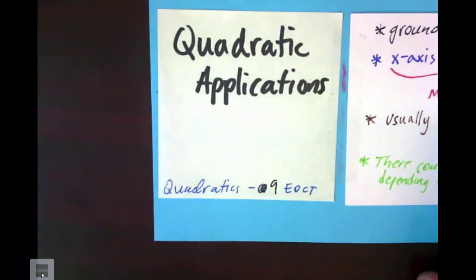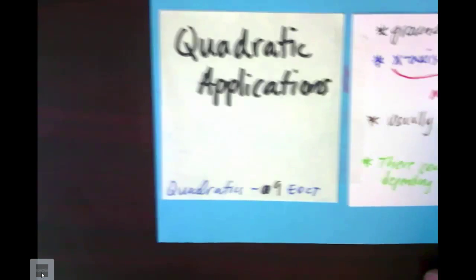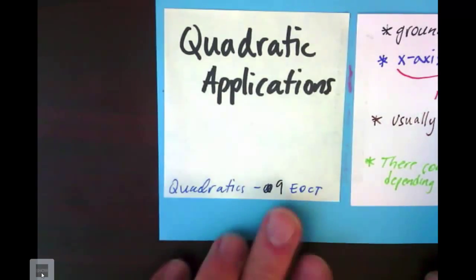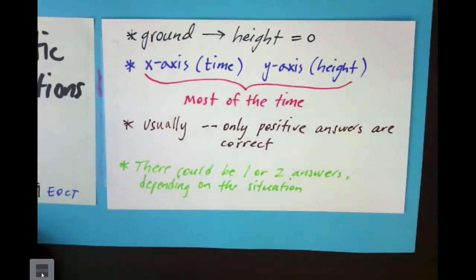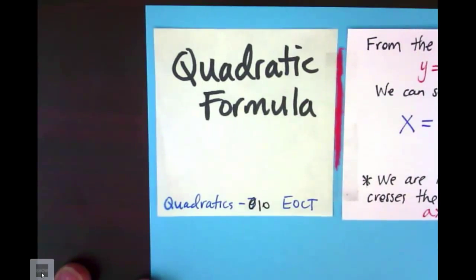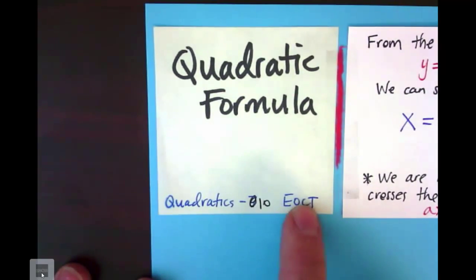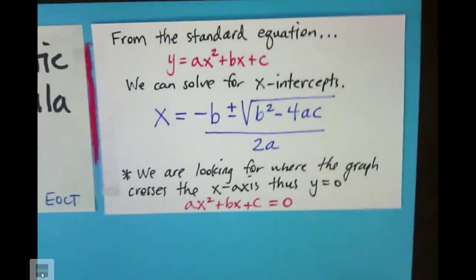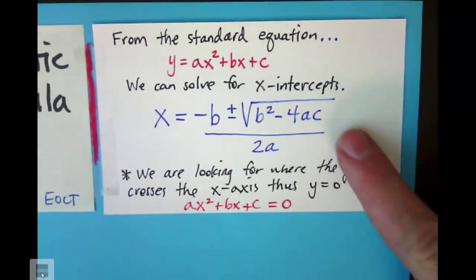All right, guys, here are your note cards. I'm going to go through this kind of quickly, so you'll need to pause this video as we go through pretty fast. Again, this is the front side of the note card, quadratic applications, number 9. Here is the front. Here is the back. Quadratic formula. This is quadratics number 10, EOCT. There's the front side, and here is the back. Look at that. Awesome stuff.